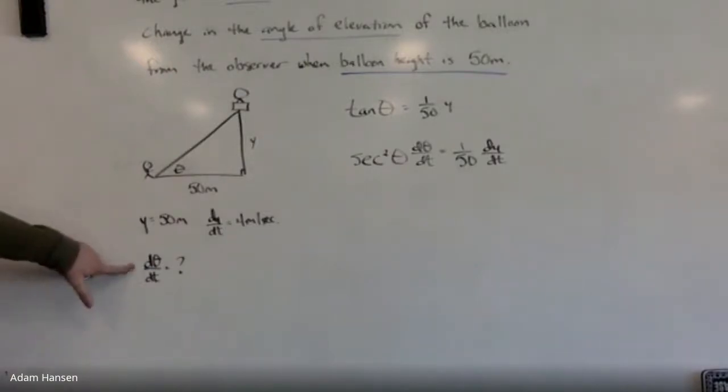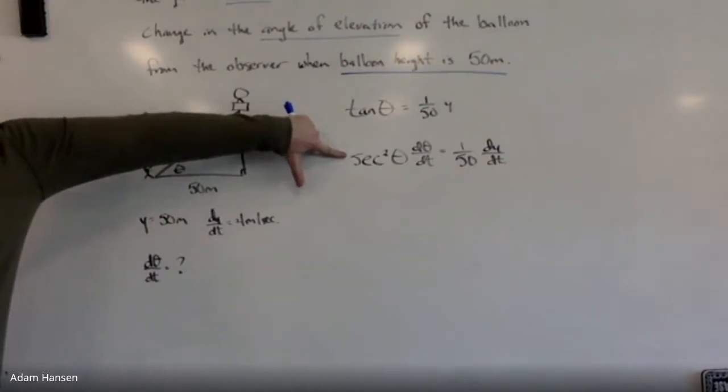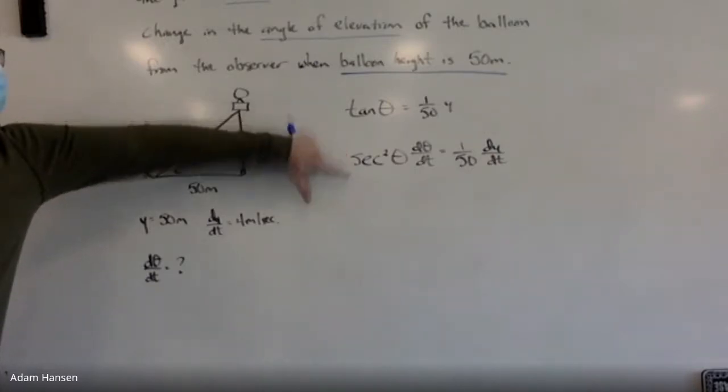Since I'm trying to solve for d theta dt, let's solve this equation for d theta dt to get it in terms of what I'm trying to solve for. So I need to divide both sides by secant squared.